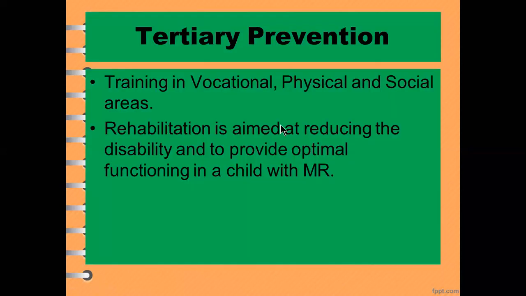Now the tertiary prevention, what will be the main tertiary prevention? Once the disease comes, how can we prevent further complication? Like we want to give occupational therapy and social support, physical therapy should be given for the child. Rehabilitation should be done. Why do we need rehabilitation?